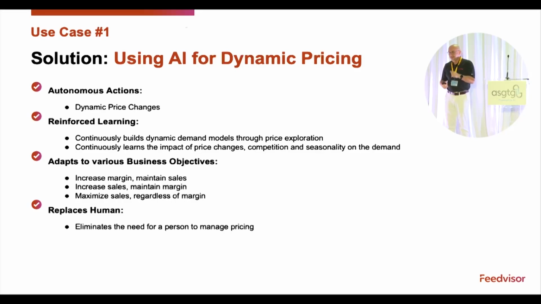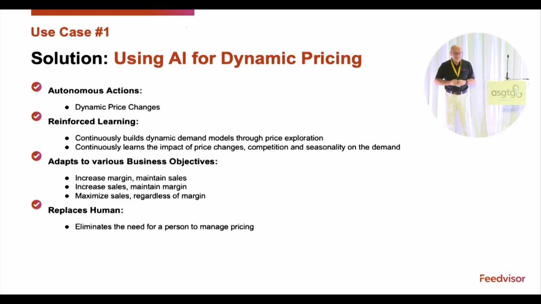So we adapt to three objectives. Increase margin, maintain sales. Increase sales, maintain margin. Or maximize sales regardless of margin. The very same data, the very same algorithm will act differently depending on the objective you have. So we can help you to achieve what you want to achieve, and you don't need a person.